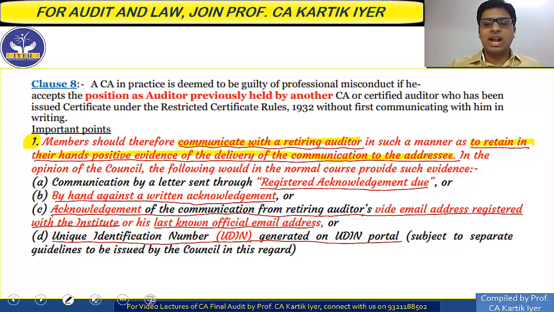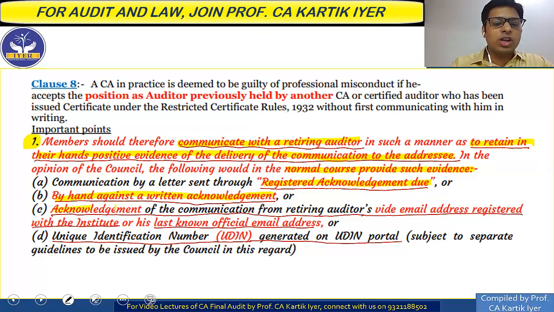So now what they're saying in that is, in the opinion of the council, the following would, in the normal course, provide such evidence. So in what manner can this be done? Let's see this. Communication by a letter sent through registered acknowledgement due. They have said registered acknowledgement due is fine, where acknowledgement can be received. Next is by hand, again with acknowledgement in writing. Again in this manner, an acknowledgement will be received from the recipient that they have received the letter.